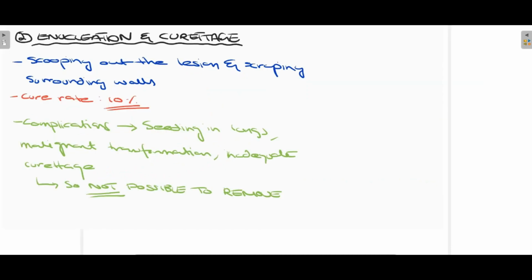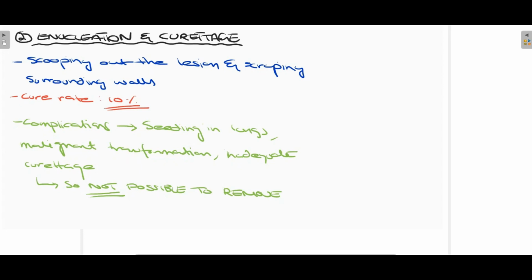The second treatment option that is available is enucleation and curettage. In this case, the lesion is scooped out, which is enucleation, and then with the help of a curette, we scrape out the surrounding walls in order to remove all of the lining of the ameloblastoma. One problem associated with enucleation and curettage is that their cure rate is only 10%. Around 90% there are chances that the ameloblastoma will occur again.